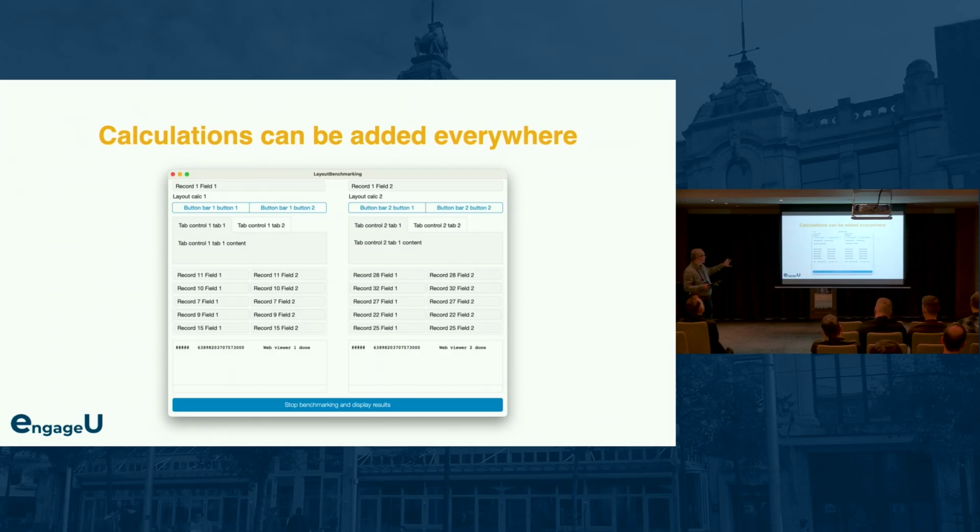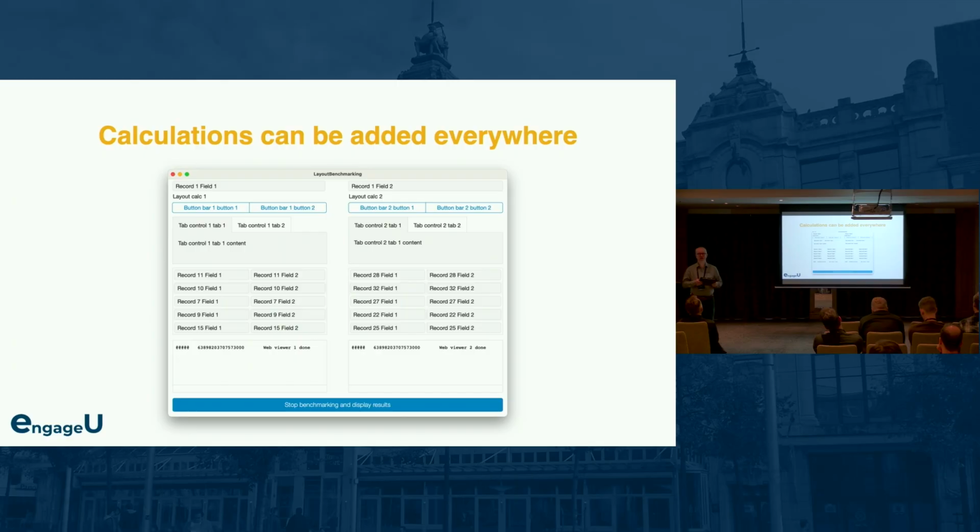And all the structure is that there is a group of things on the left side and a similar group of things on the right side, so that I also find out how the order of rendering is affected by the physical position on the layout and how it's affected by the layers on the layout. So there are just 2 fields, 2 layout calculations, 2 button bars, 2 tab controls, 2 portals, and 2 web viewers.